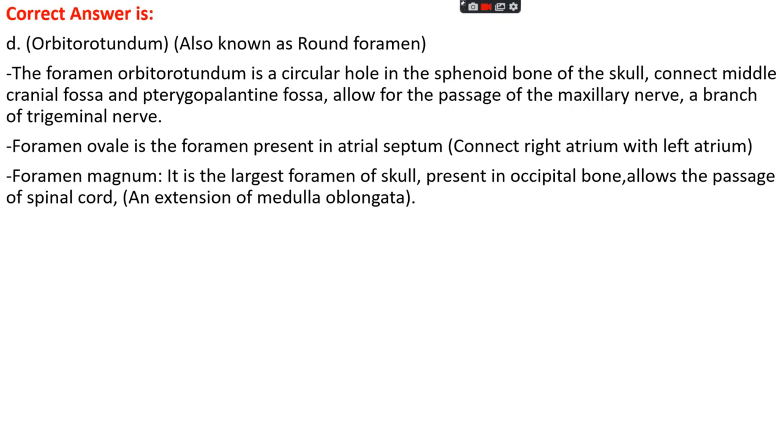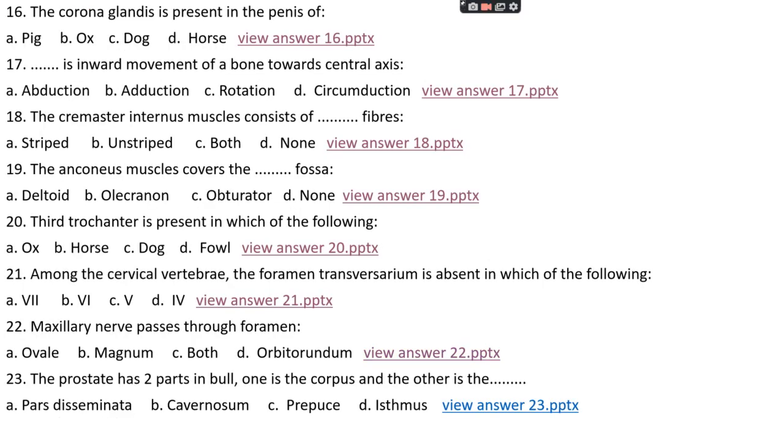While the foramen ovale is a foramen present in the atrial septum, connecting the right atrium with the left atrium. After the birth of the baby, this foramen ovale gets closed. Foramen magnum is the largest foramen of the skull. It is present in the occipital bone, and it allows the passage of the spinal cord, the extension of the medulla oblongata.